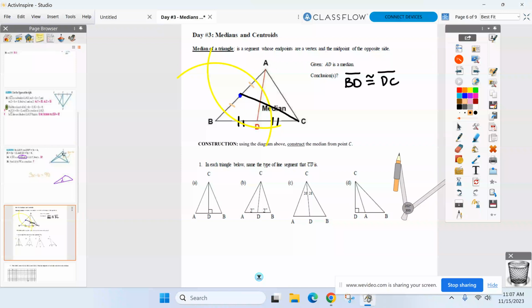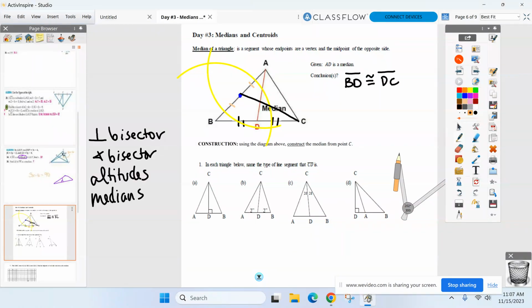All right, I'm going to turn this over to you and your group now for a little game. I have four triangles here. Each one of them has line segment CD. I want you to give me the best name for line segment CD. Here are your four choices, the four we've talked about so far: perpendicular bisector, which was day one, yesterday angle bisectors and altitudes, and then today, medians. Give CD the best name you can based on the information I provided.